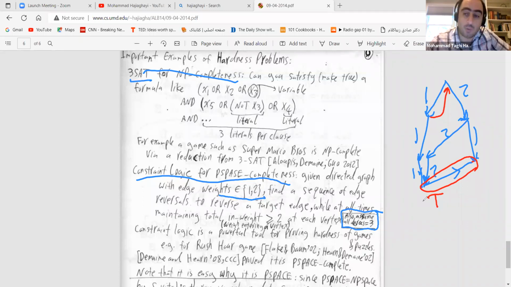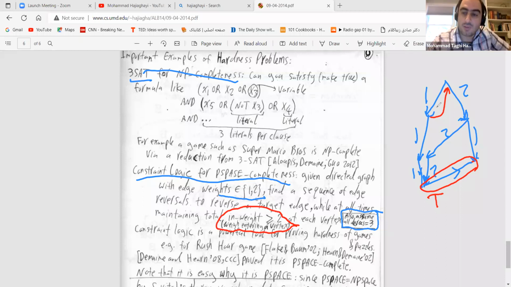But what are the operations? The issue is, why don't you just reverse this edge and you are done? The goal is to reverse one particular edge, but at each time you can reverse the direction of an edge only under a condition. This is a very important property: at any time, the in-weight of any vertex should be greater than or equal to 2.